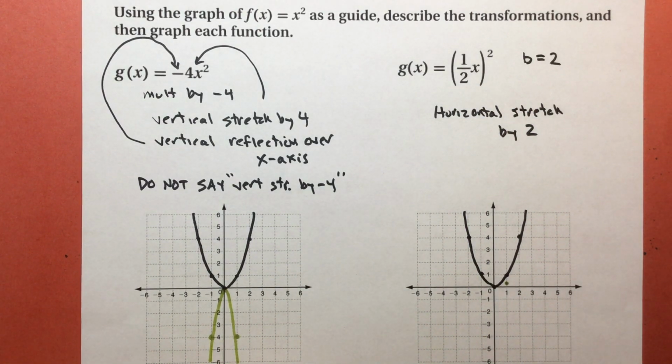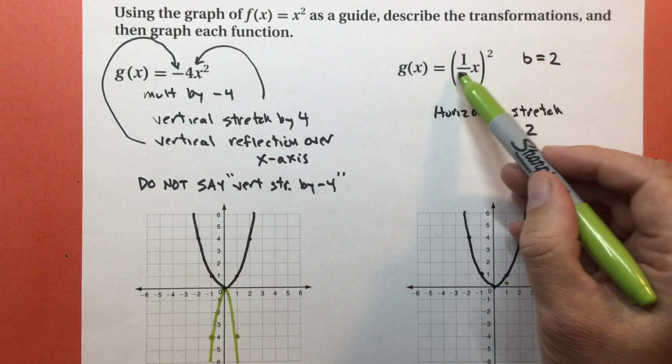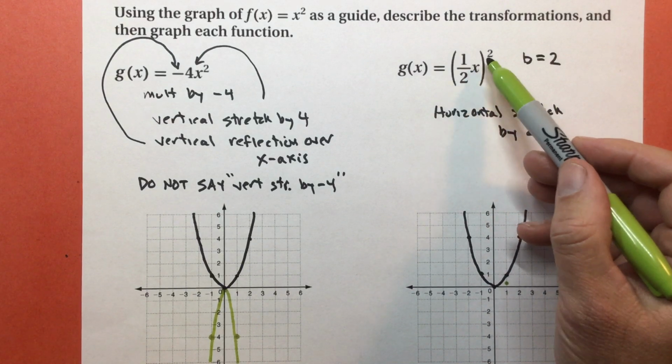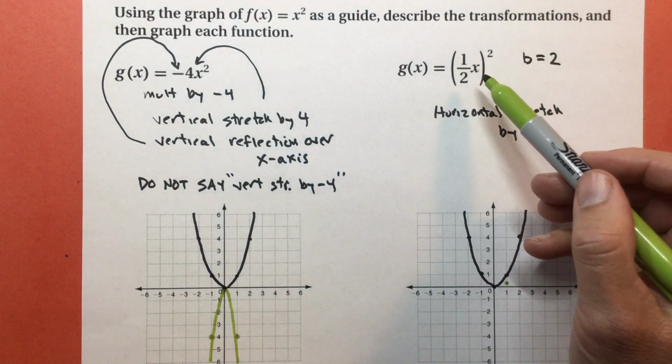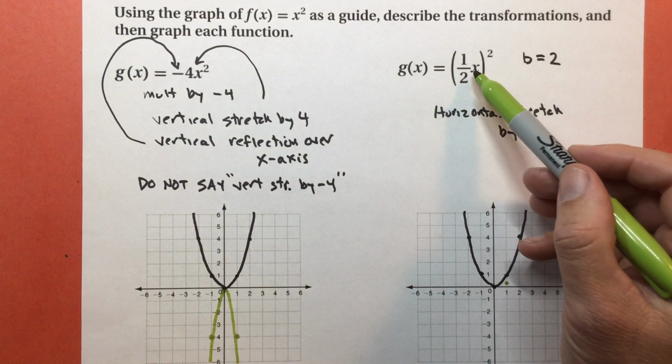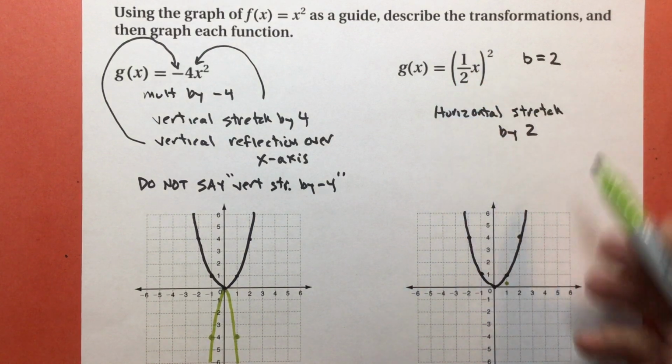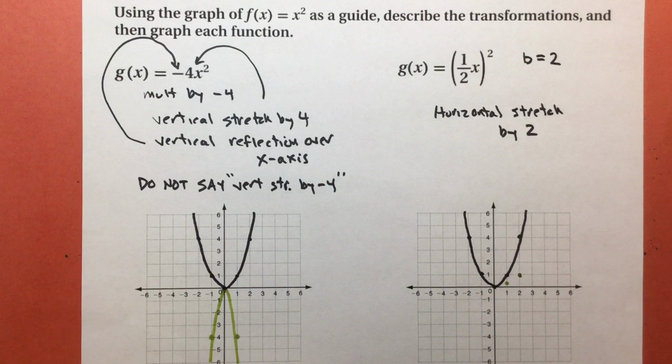Now that's not that helpful. Maybe it is. Let's try 2. 1/2 times 2 is 1. 1 squared equals 1. So that's going to be right here. So one way to look at it is that this point got pulled over twice as far. From here to here is 1. From here to here is 2.